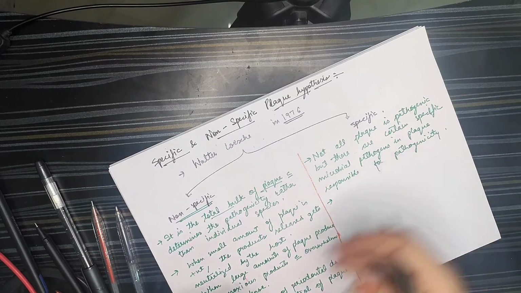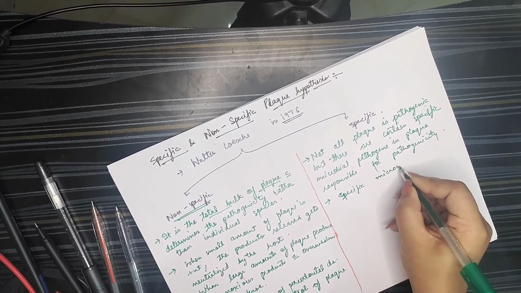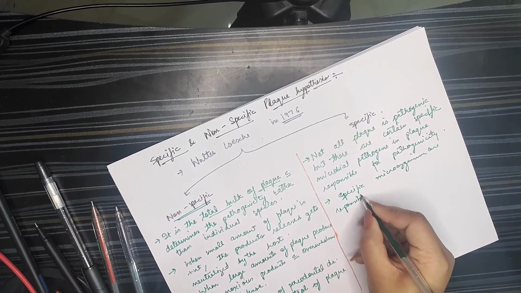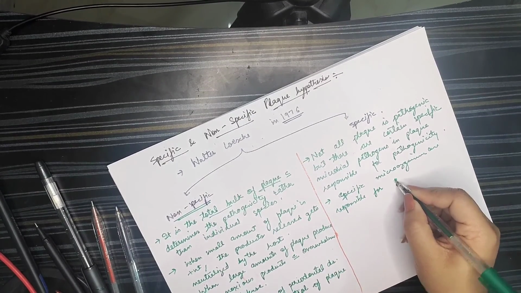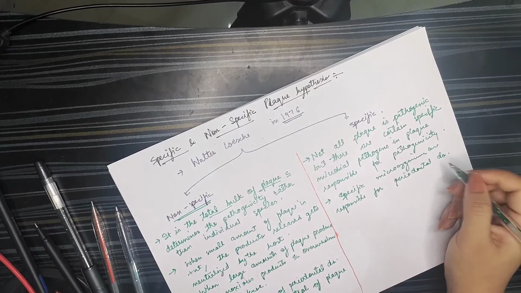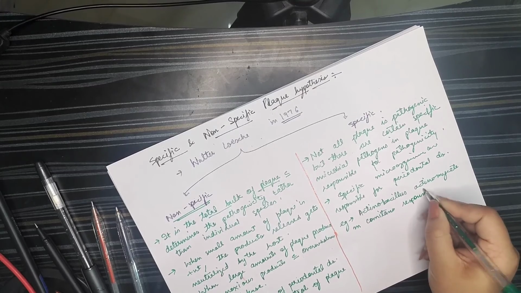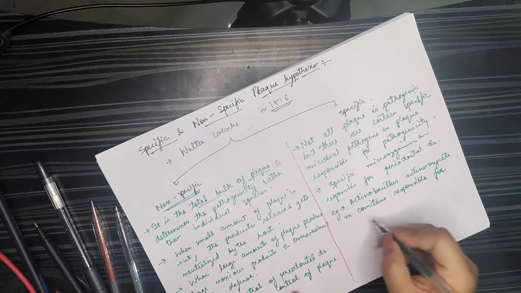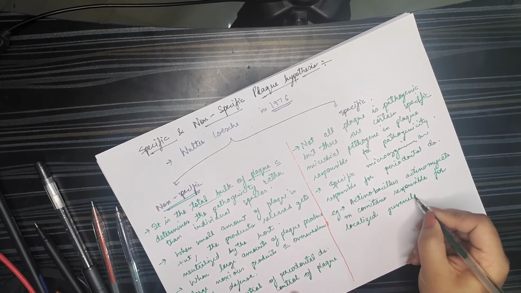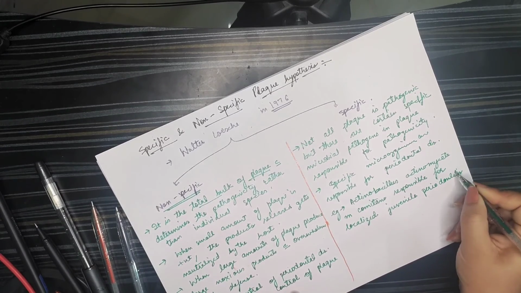Now here, specific microorganisms are responsible for periodontal disease. Okay. Comitans is responsible for localized juvenile periodontitis. Okay.